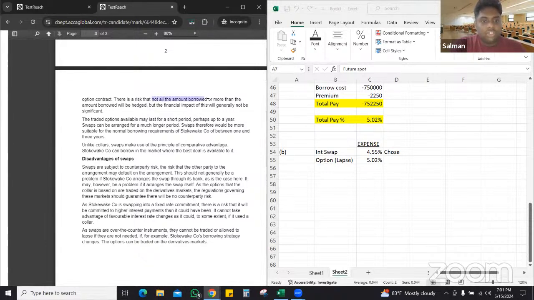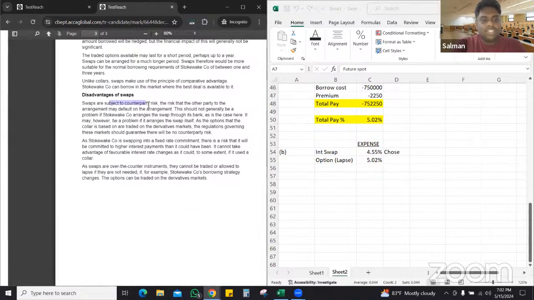There is a risk that not all of the amount borrowed will be hedged. That's another risk. For example, let's say we want to borrow 3.5 million. We found a counterparty, but that guy is only borrowing 3 million. So we have to agree on 3 million. 0.5 million might not be able to be hedged because we can't find someone else.